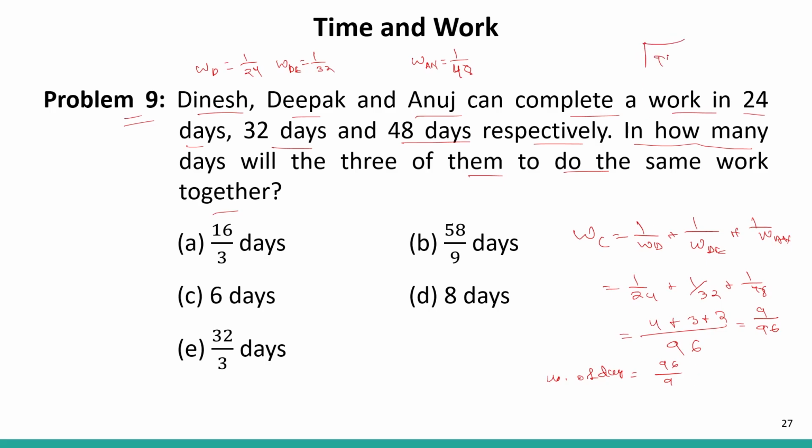So what we have is 96 and here we have 9. 9 into 10 is equal to 90, right? So let's try to simplify this. Dividing by 3, we are left with 32 by 3, right? So 32 by 3 will be the correct answer. So among these 5 options, this is the correct one. Option D, B, A and C are all wrong answers.